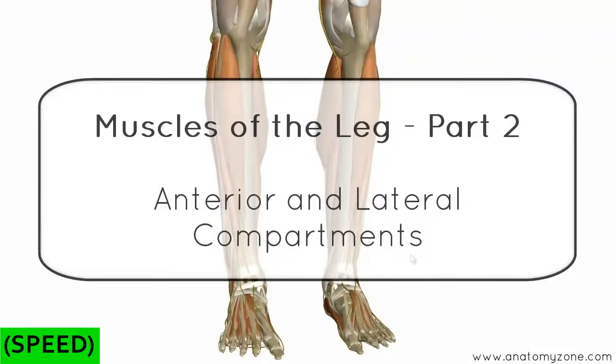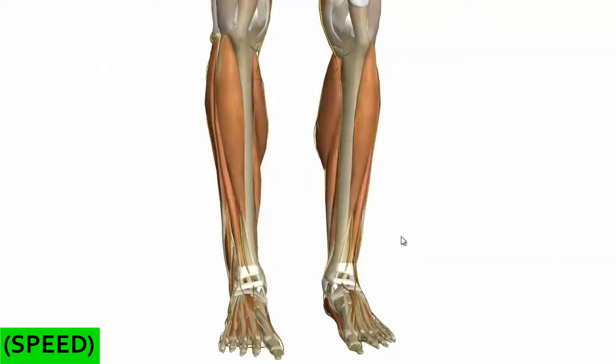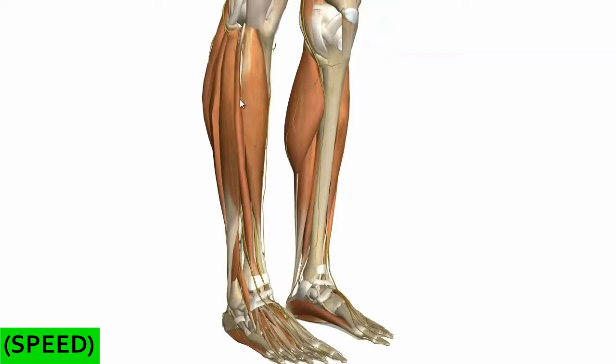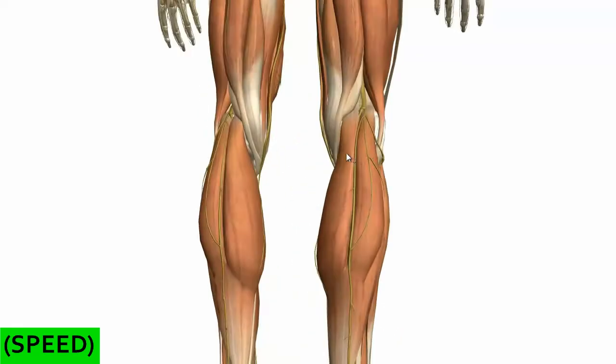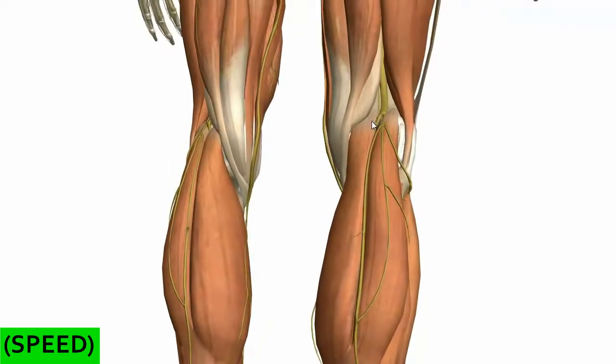Okay, so this is the second tutorial on the muscles of the leg. In this tutorial I'm going to cover the muscles of the anterior and lateral compartments. These compartments are supplied by the common peroneal branch of the sciatic nerve. The sciatic nerve splits into two branches at the popliteal fossa.